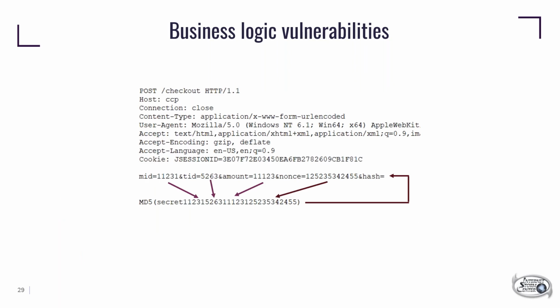So let's see what this looks like. Here is one such example, and this is easy to understand. So it is a POST HTTP request to a checkout web page. We have a couple of parameters, the merchant ID, transaction ID, amount, which is $111.23, and we have a nonce, which is a random number, which is there just to prevent replaying attacks.